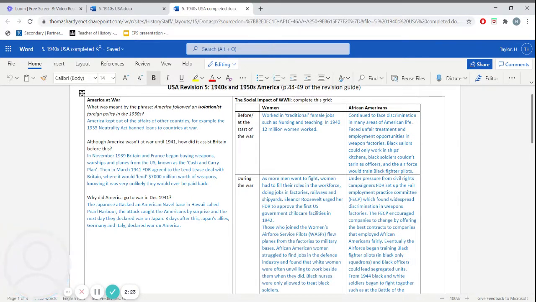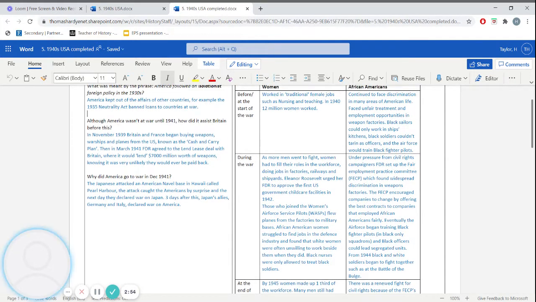So the first question is asking you to think about what is meant by the phrase America followed an isolationist policy in the 1930s. And what that is America kept out of the affairs of other countries. For example, the 1935 Neutrality Act banned loans to countries at war. So basically, in the 1930s, America did their best to stay out of foreign affairs of other countries.